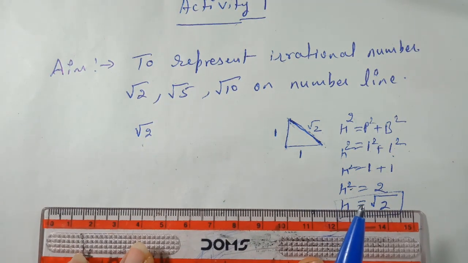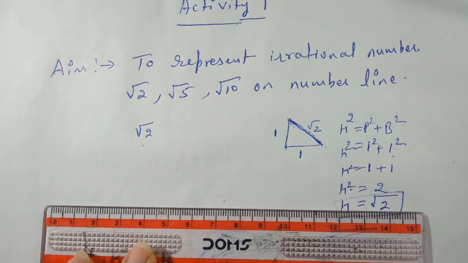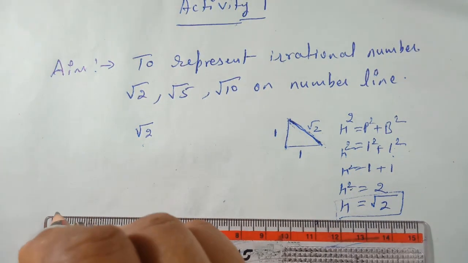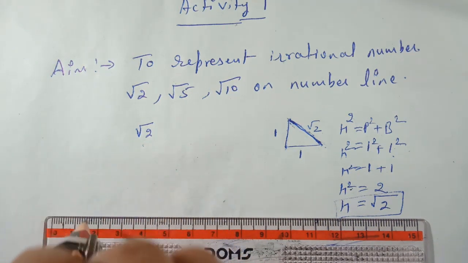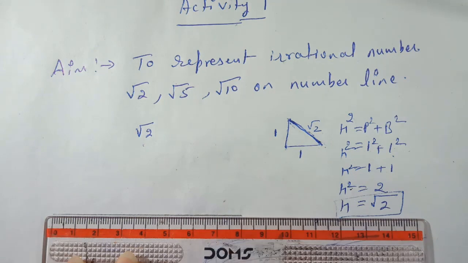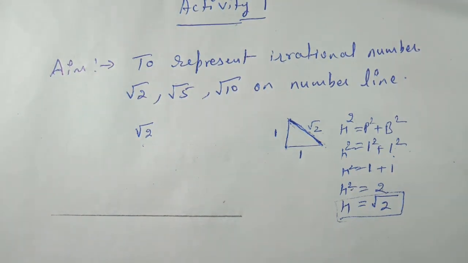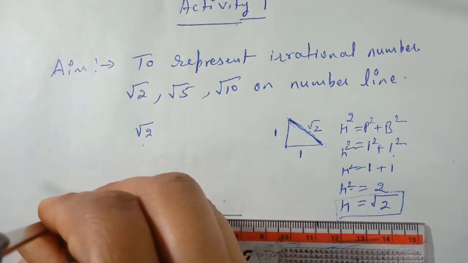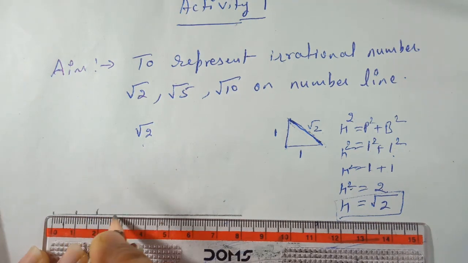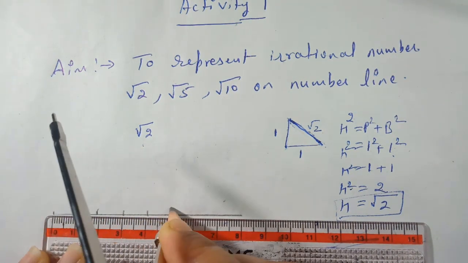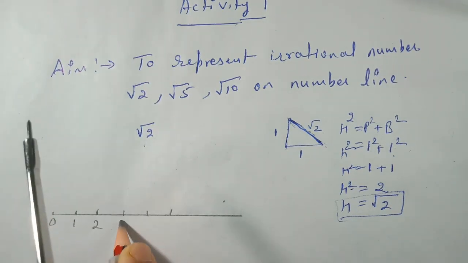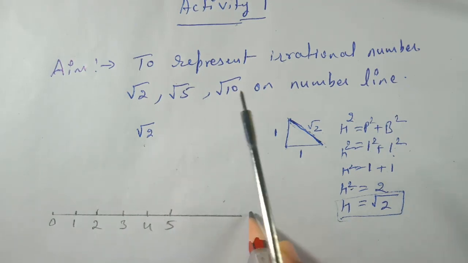So what we are going to do is draw a number line. Let us draw the number line. So this is a number line. Mark some points on it starting from 0. This is the 0 point, 1 point, 2 point, 3 point, 4 point and 5 point. I am taking 5 points. This is 0, 1, 2, 3, 4 and 5.